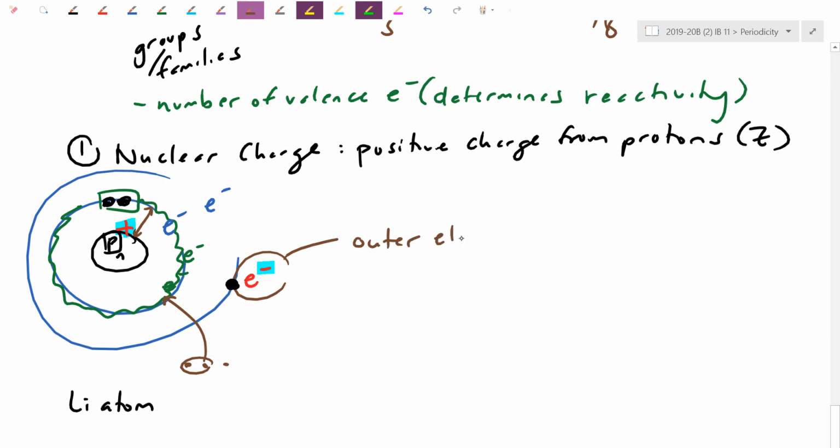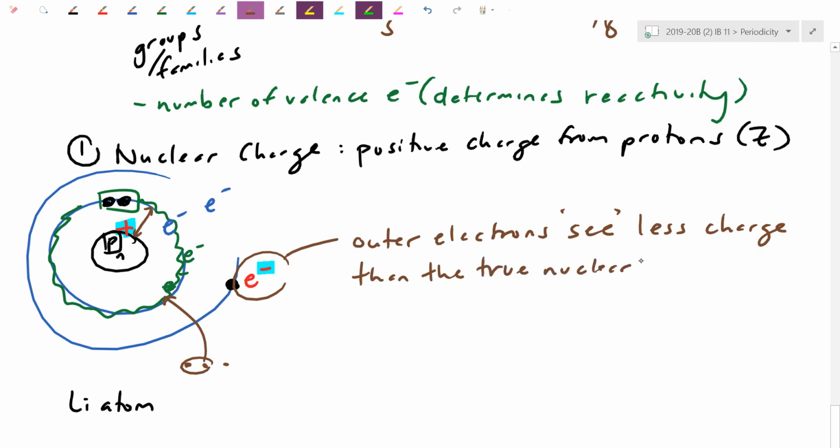Outer electrons see, I'm just going to use the term see, or they feel an attraction, okay? They see less charge than the true nuclear charge. So although no doubt this lithium here has to have 3 protons, the attraction for this electron is actually going to be less than the 3 that we would expect.